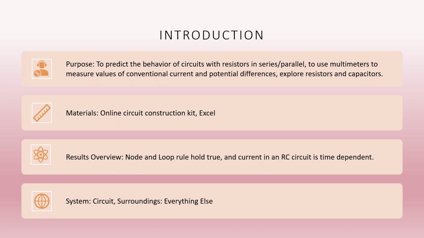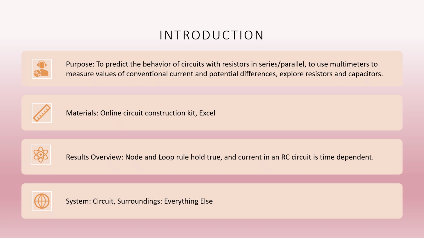So the purpose was to predict the behavior of circuits with resistors in series and in parallel, to use multimeters to measure values of conventional current and potential differences, and to explore resistors and capacitors. The only materials that I used were an online circuit construction kit and Excel. And for the results, the node and loop rule hold true, and current in an RC circuit is time dependent.